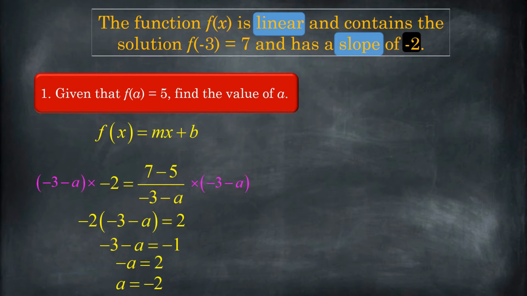Man, how was that? So here, let's refresh what we did. We knew it was linear, so it was y equals mx plus b. We knew the slope was equal to negative 2, so we took the slope formula, set it equal to negative 2. We also knew that when x is negative 3, y is 7, so we had the coordinate negative 3 comma 7. We also had the coordinate a comma 5. So we just plugged everything in and solved it.